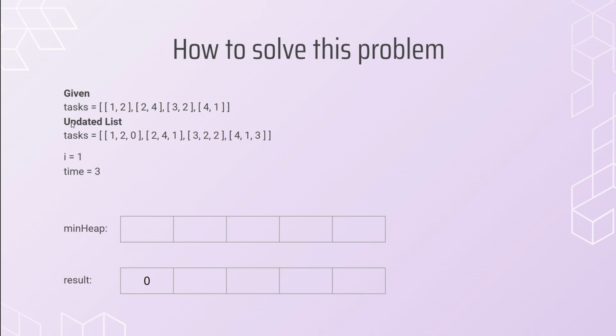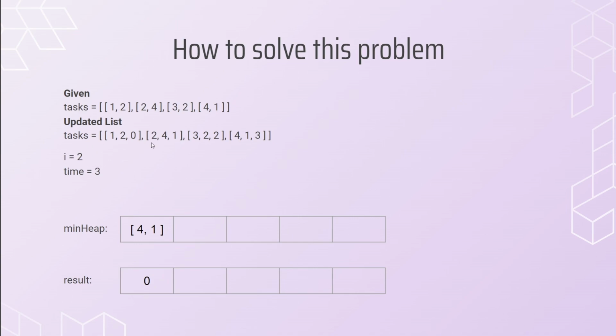Now we check tasks at I, which is 1, if time is greater than or equal to 3 for that specific task. So for this, time is greater than or equal to 3. Time is greater than or equal to the value inside of tasks, so we know that that is true. So we want to put the processing time and the index into our min heap, and that happens right here. I mentioned that we also increment our I because we want to move on to the next value. So that happens right there.